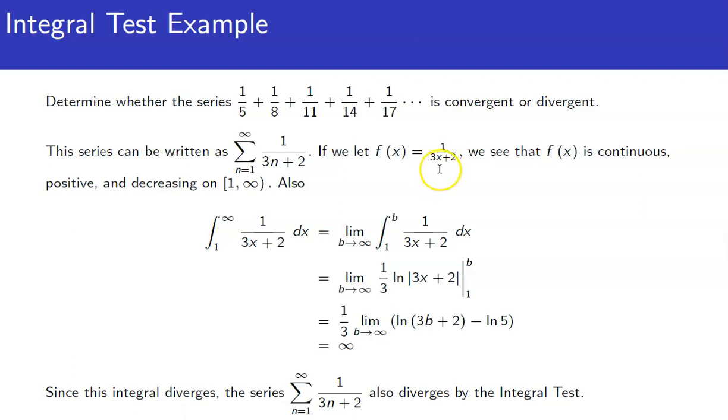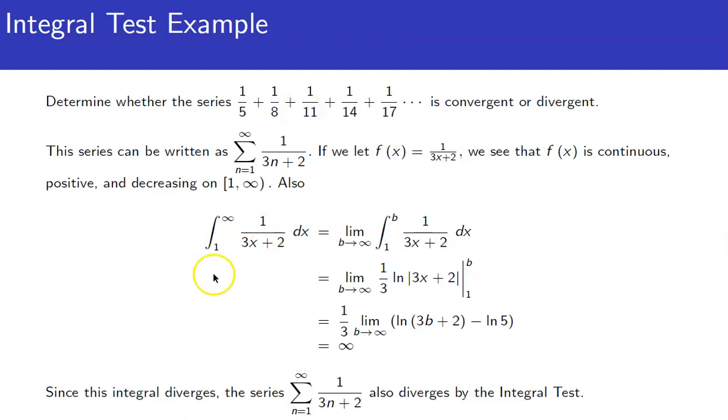Well, first thing is that the only number we cannot plug into this function is -2/3. So certainly this function is continuous on the interval from 1 to infinity. We're not plugging in negative values for x's, and we're not subtracting anything, so it's certainly positive on that same interval. And it certainly is decreasing because the numerator is a constant and the denominator is getting larger as x gets bigger and bigger. So the function satisfies the 3 hypotheses necessary to apply the integral test.